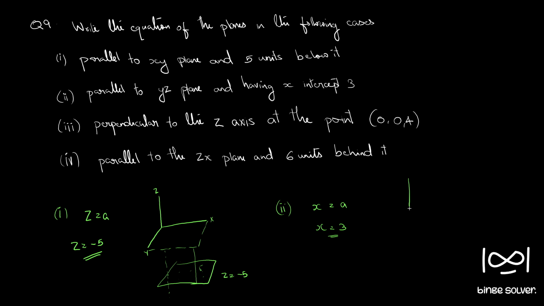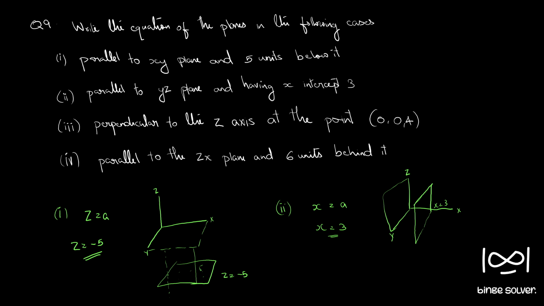So how will it look? Let's say our x axis, and now the plane parallel to the yz plane. The yz plane will be like this, and any plane parallel to the yz plane will be something like this, and any point on this plane will have x equal to 3. The equation of this plane, where any point on it has x coordinate 3, will be represented by the equation x is equal to 3. So this is our required equation.